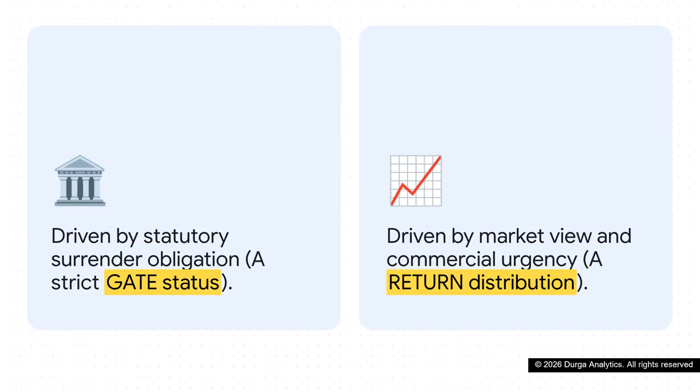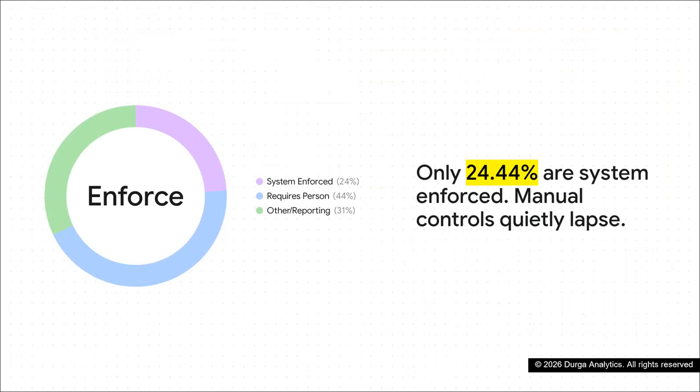The exact same event hits them in wildly divergent ways. Making matters even more precarious, when we look at enforcement, only about 24% of our bloated 57 implementations can actually block a bad action automatically via an ETRM system. Over 44% require a physical person to intervene. And because these manual controls are low frequency, they quietly just stop happening. People forget. They lapse without a signal, leaving your desk completely exposed.